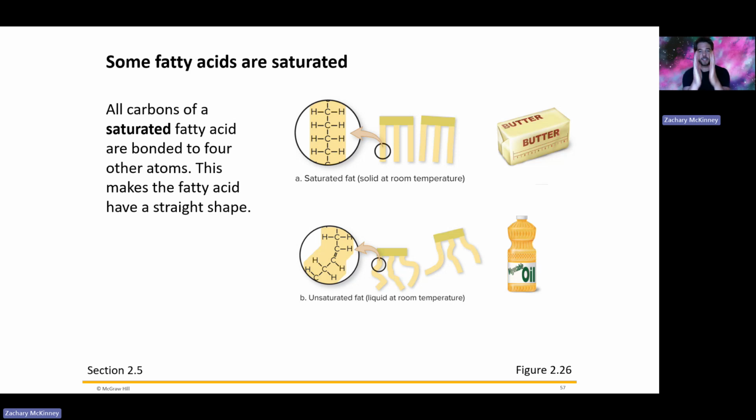And what that does is give it a very rigid structure. And so these things can stay solid at room temperature, kind of like butter. Butter is a very common saturated fat, as is lard, those animal products typically. Not always, but a lot of times. Coconut oil is also a saturated fat.